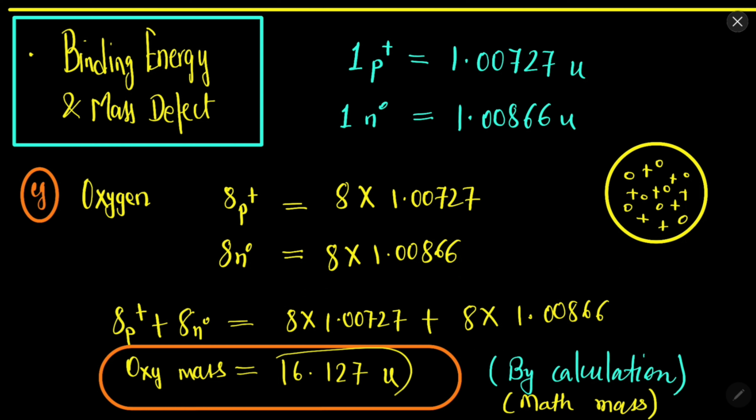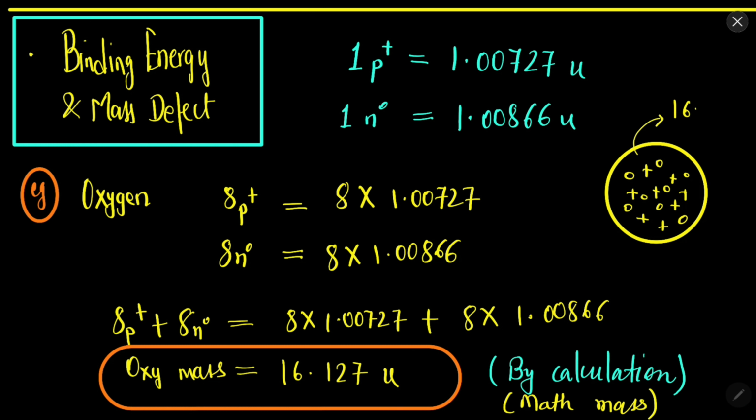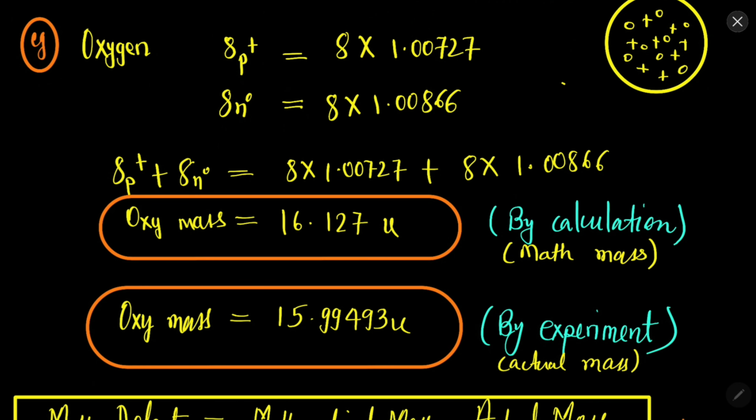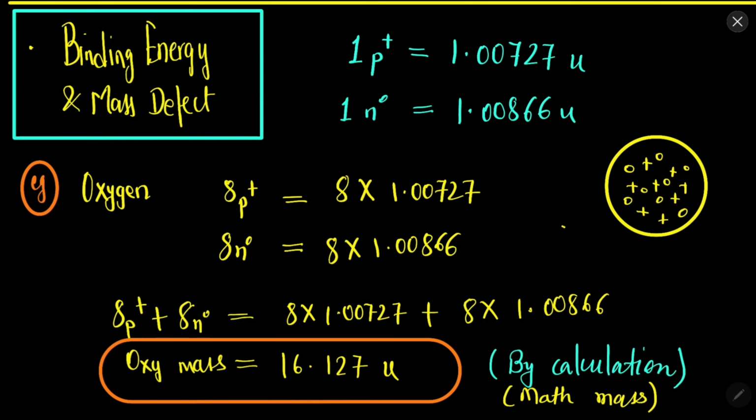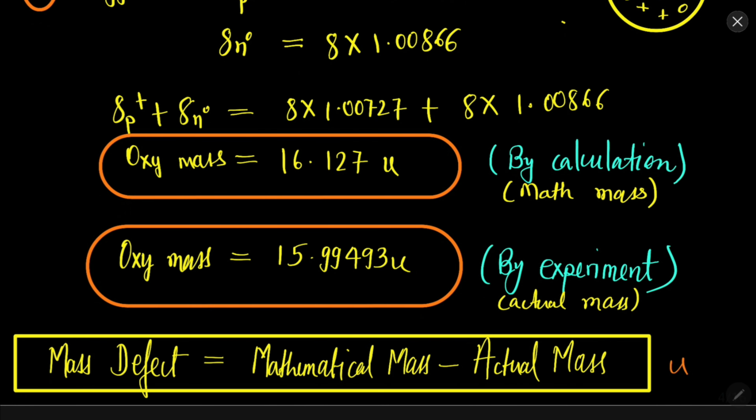Once you calculate this, you will get 16.127. So according to our calculation, the mass must be approximately 16.127 U. But when the mass of the oxygen atom was experimentally measured, it was observed that the mass was only 15.99 U. When we mathematically calculate using the protons and neutrons, the mass was this, but experimentally the mass came out to be less. The scientists did not understand what was happening, so this was termed the mass defect.